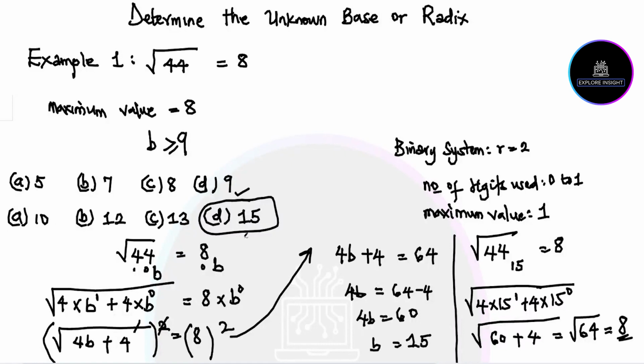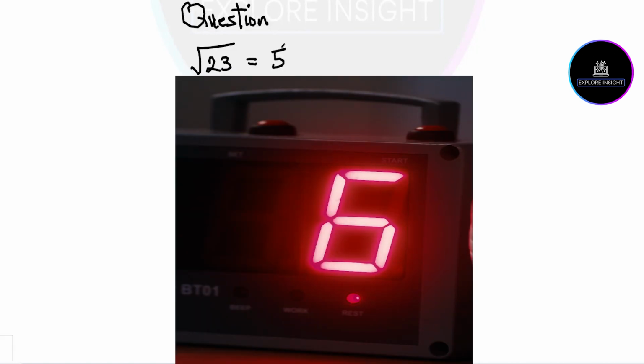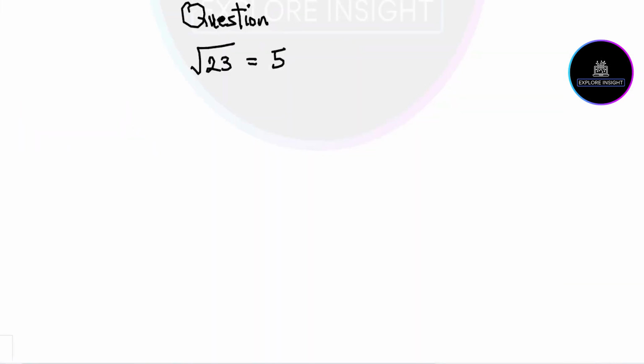In any scenario like this, where you are asked to consider the unknown base, you have to convert it into decimal form for you to actualize the exact base value. So guys, I have a question: what will be the base value for the square root of 23 as 5? Please, you have a few seconds to check this. So I'm back. Did you get your answer as 11?